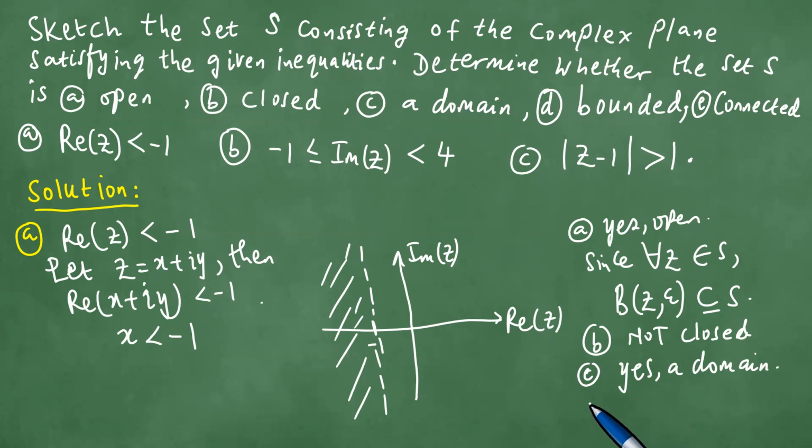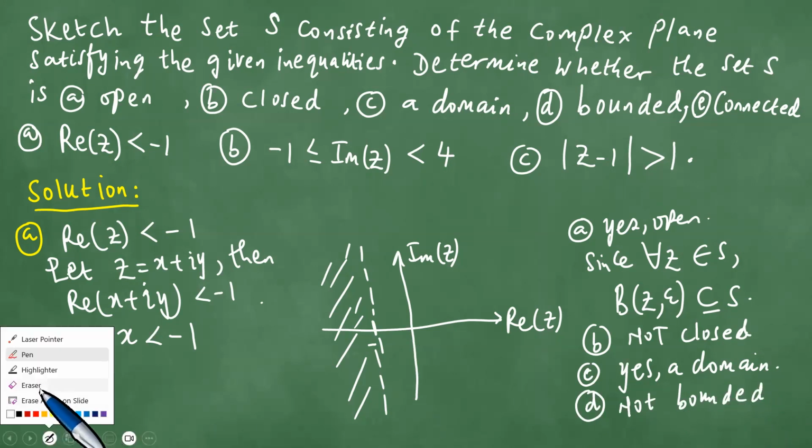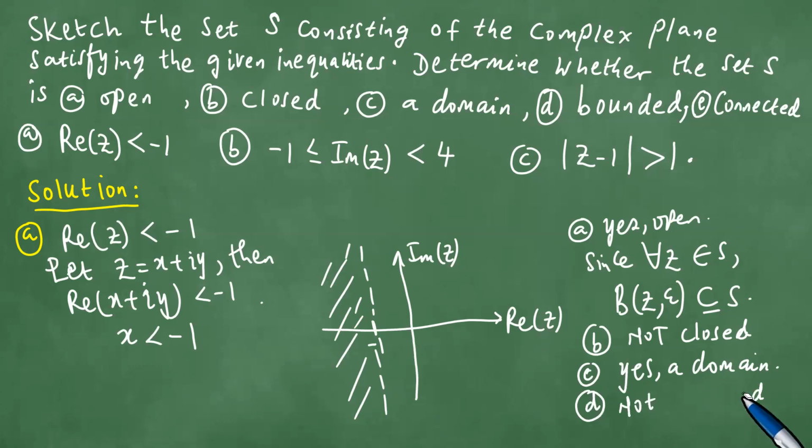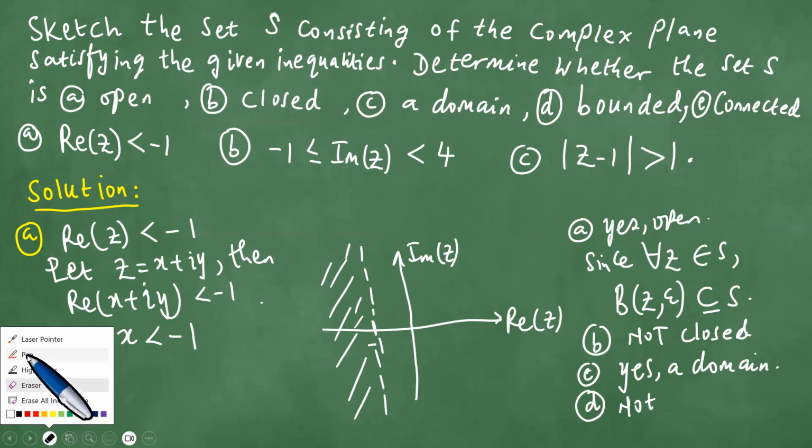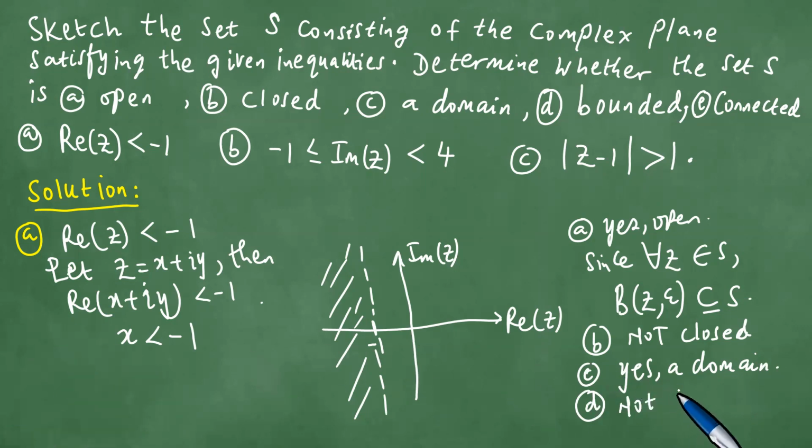And then now you look at part D. Is it bounded? Well, it is not bounded. It is not a bounded set. Why is it not a bounded set? Well, it is not bounded simply because it doesn't contain a bound. Not bounded.